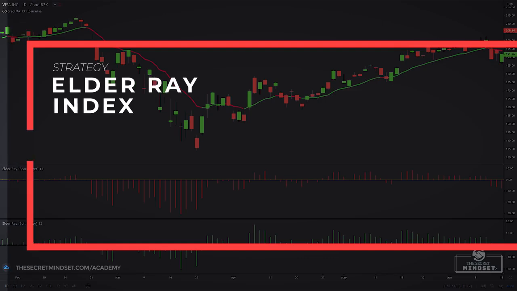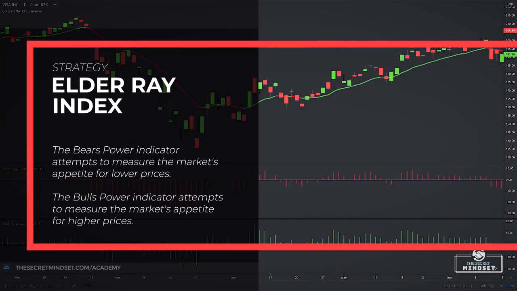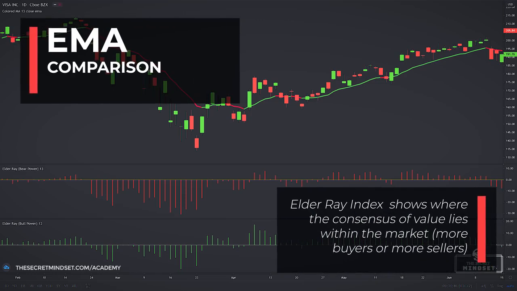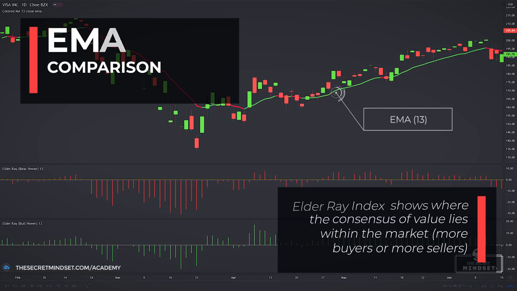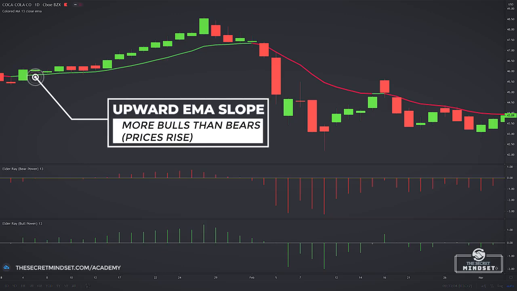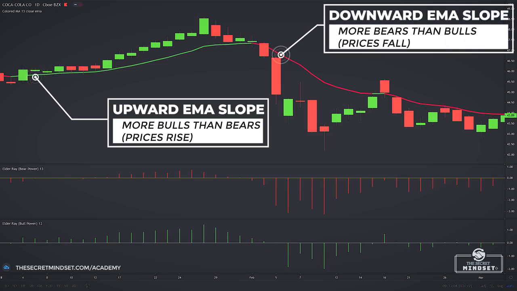Bear's power indicator attempts to measure the market's appetite for lower prices. Bull's power indicator attempts to measure the market's appetite for higher prices. Both do this by making a comparison to a third measure to see where the consensus of value lies within the market. And typically a 13-period exponential moving average is used for this baseline of value. The moving average shows us the average consensus of value for the window of observation over which the prices are averaged. If bulls gain the upper hand, prices rise, and the slope of the moving average will be upward. If bears gain the upper hand, prices fall, and the slope of the moving average will be downward.